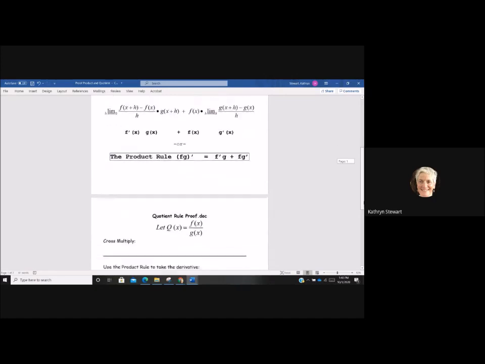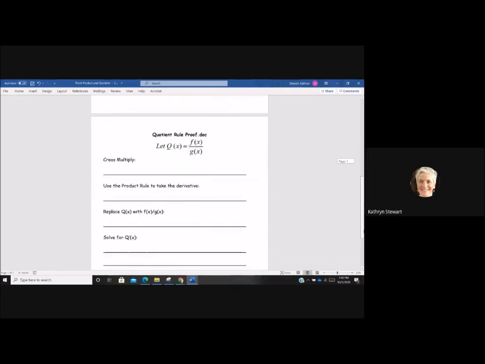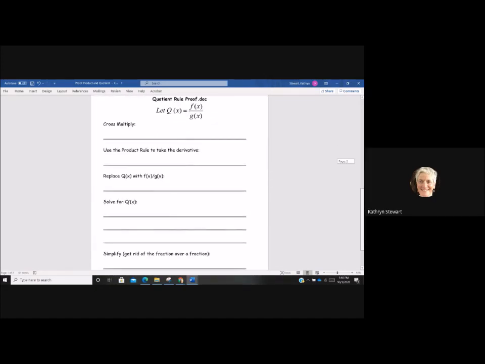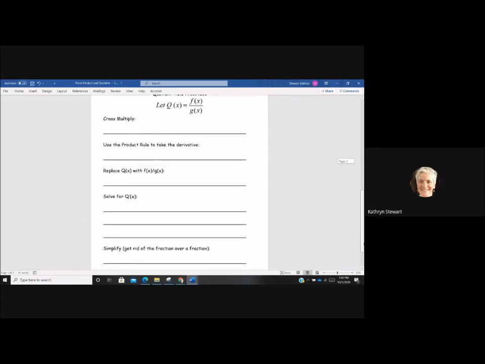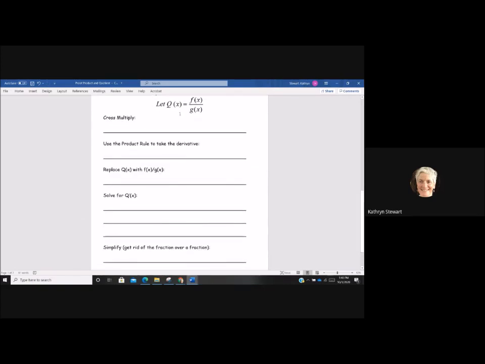All right, for this quotient rule, I'm actually going to make you do it, but I'll walk you through step by step. So let's let q of x be equal to f of x divided by g of x. So just walk through step by step and see if you can arrive at the quotient rule. Pause the video and give it a try.